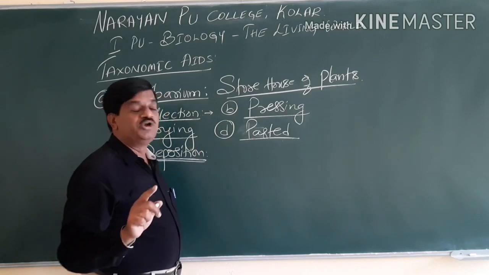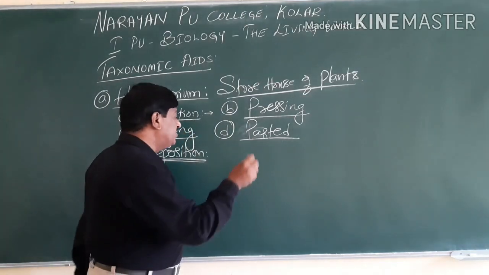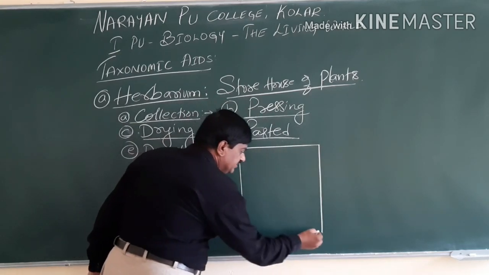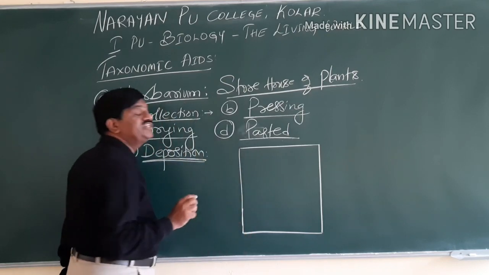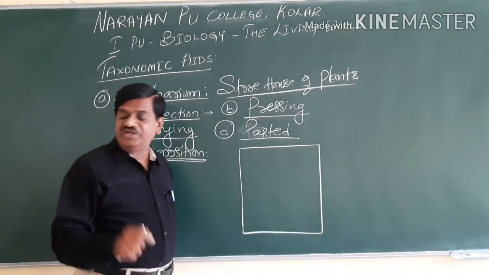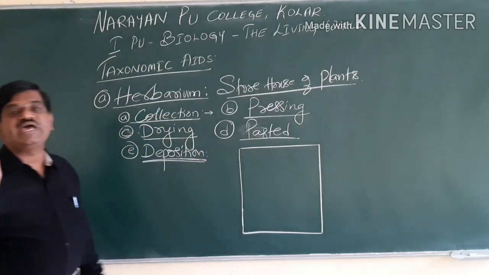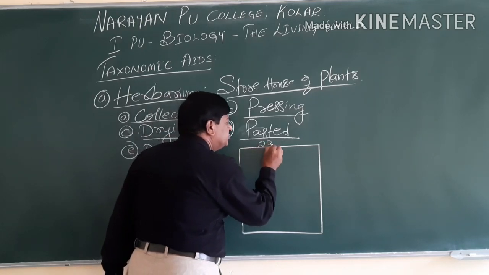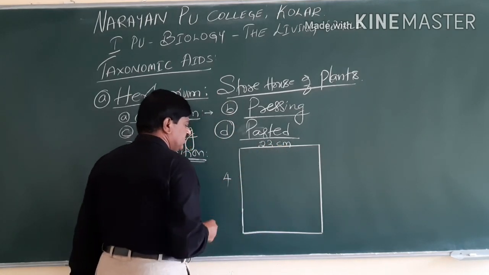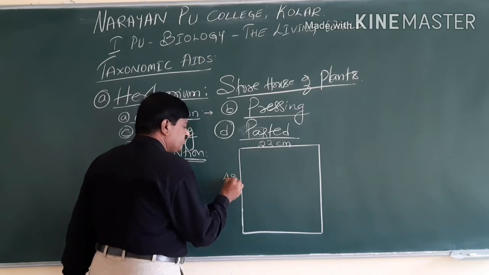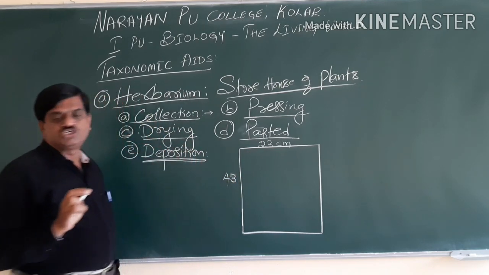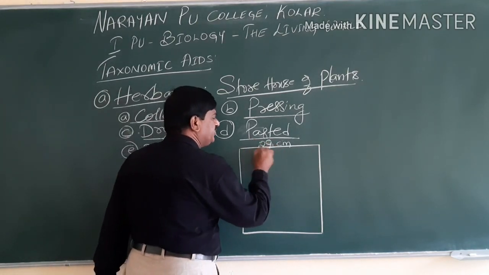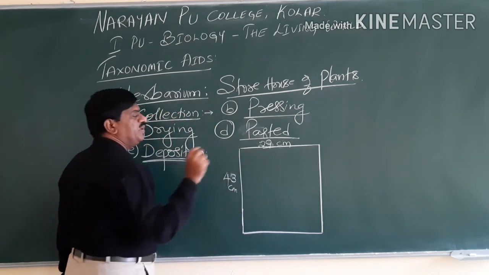Before these techniques, I am going to explain about the sheet of paper. So we will take a herbarium sheet. This herbarium sheet is nothing but a sheet of paper with dimensions of 29 centimeters by 43 centimeters. The paper is 29 centimeters to 43 centimeters. This is a paper sheet.